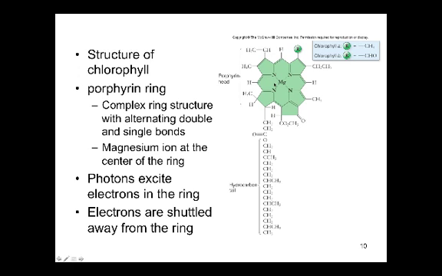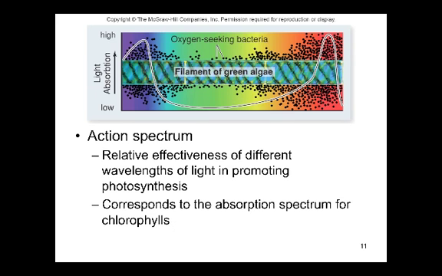The electrons will be shuttled away from the ring and moved to a higher energy level. So we've already considered the absorption spectrum. The action spectrum, it makes sense, would follow the absorption spectrum and be very similar. So the action spectrum is the relative effectiveness of the different wavelengths of light at promoting photosynthesis.